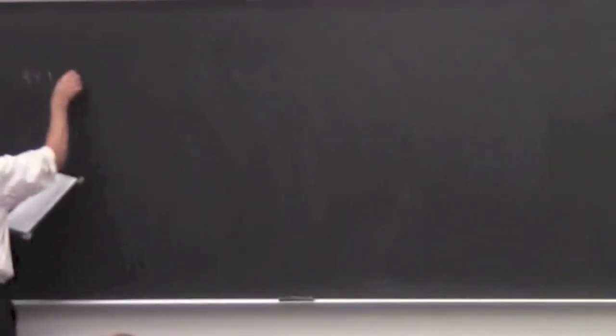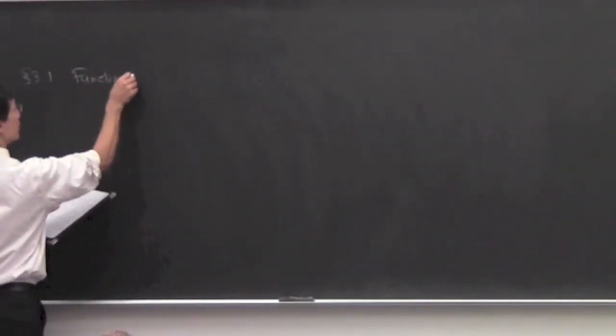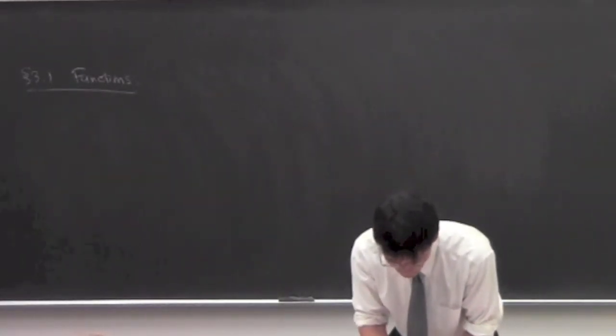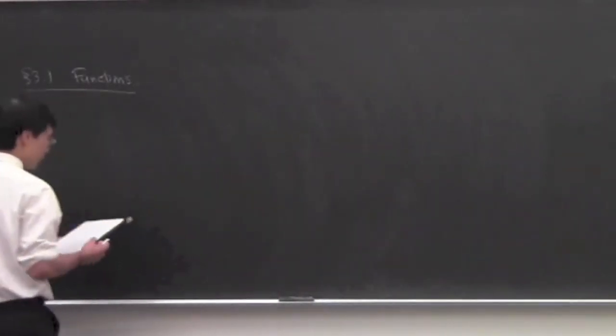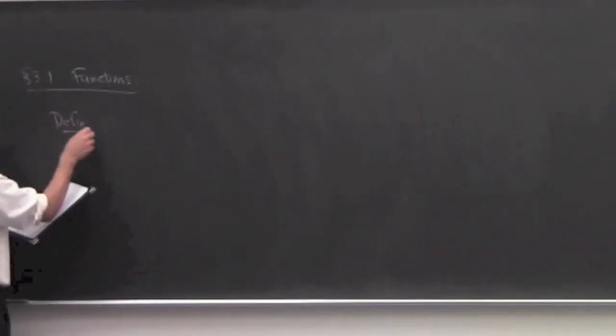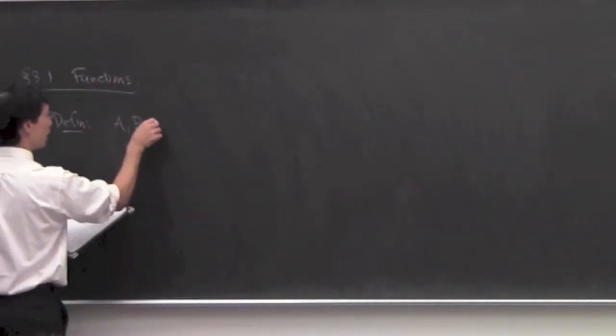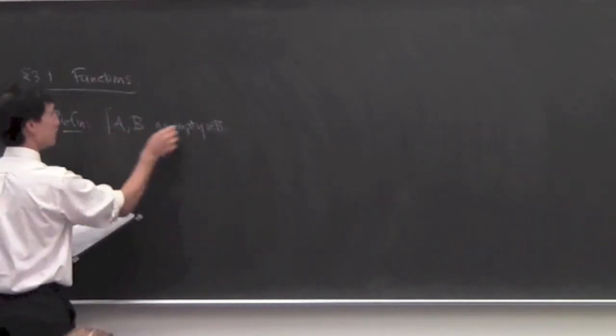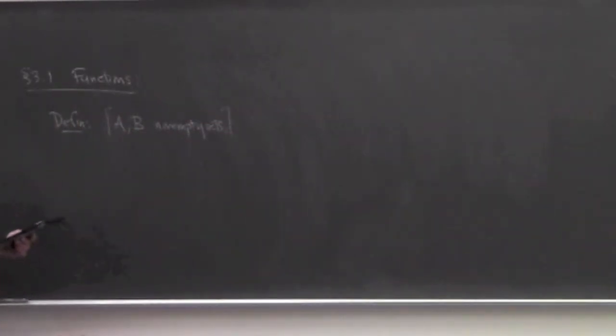So today we're going to finish chapter 3, which is about functions. This is something that you've probably already seen, but in any case, we're going to reintroduce it. It may be slightly different from what you've seen before. I'll let you put down a definition. You've got A and B, which are non-empty sets. So these sets of objects could be numbers, could be things, could be whatever.